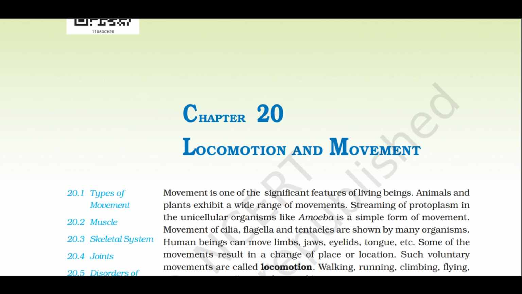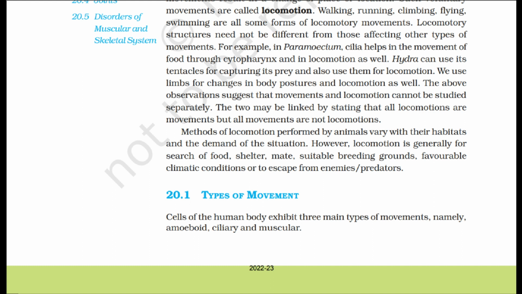Movement of cilia, flagella and tentacles are shown by many organisms. Human beings can move limbs, jaws, eyelids, tongue, etc. Some of the movements result in a change of place or location. Such voluntary movements are called locomotion. Walking, running, climbing, flying, swimming are all some forms of locomotory movements.